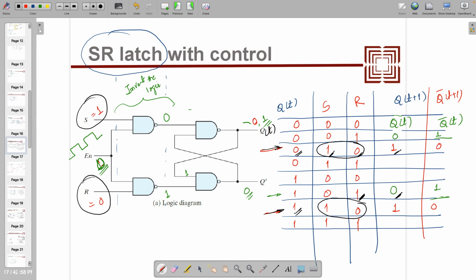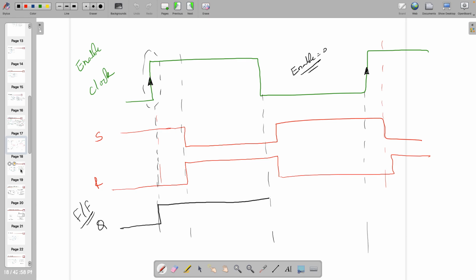Right? Okay. If you want, you can check for this one also. If both are 0, it has to be Q of t, Q bar of t. If both are 1, then it has to be an invalid state, right? Because both will give the same answer. Both will be 0 here. If both are 1, both are 0. So both will be 1 at a time, right? So it's invalid. So I'm just keeping a hyphen over here, right? So that's the thing. Okay.